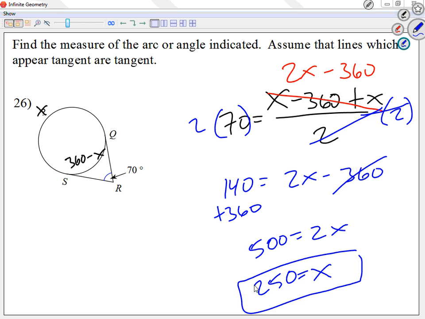I know half a circle is 180. 250 is more than half. And if you look at x, it's more than half of the circle. So it makes sense. All right, any other questions?